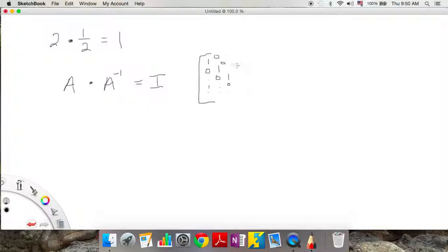So, ones down the diagonal, zeros everywhere else. And that gives you an identity matrix. So 1 down the diagonal, zeros everywhere else. It has to be square, which means that it has to be a 2 by 2 or a 3 by 3, equal rows and columns.